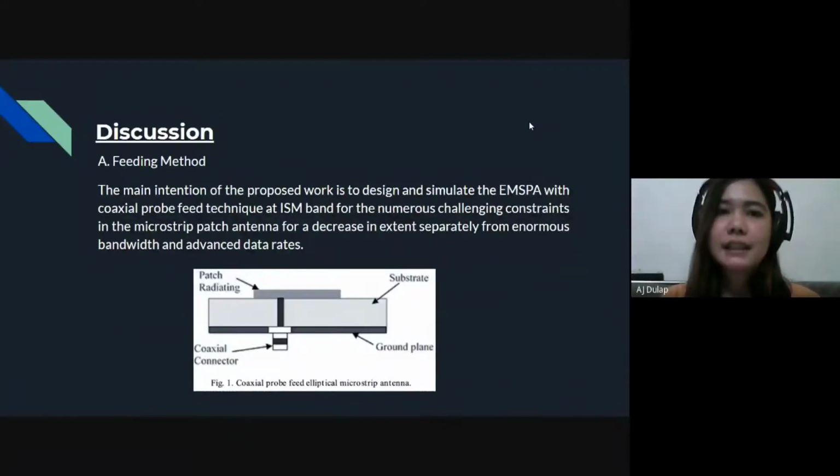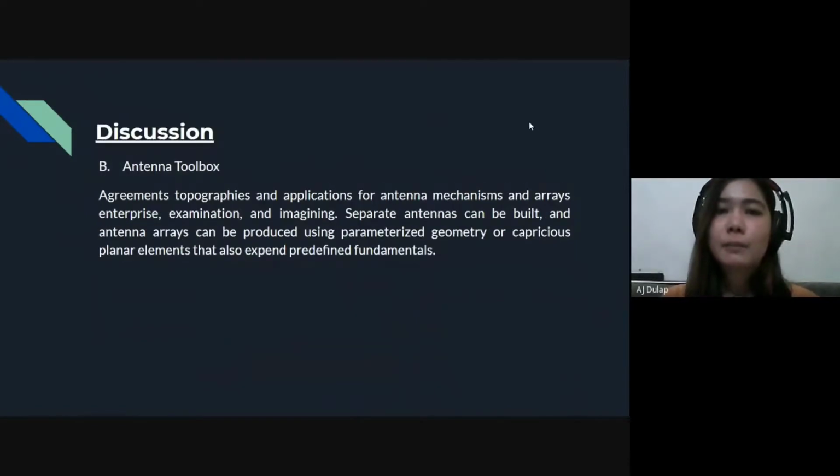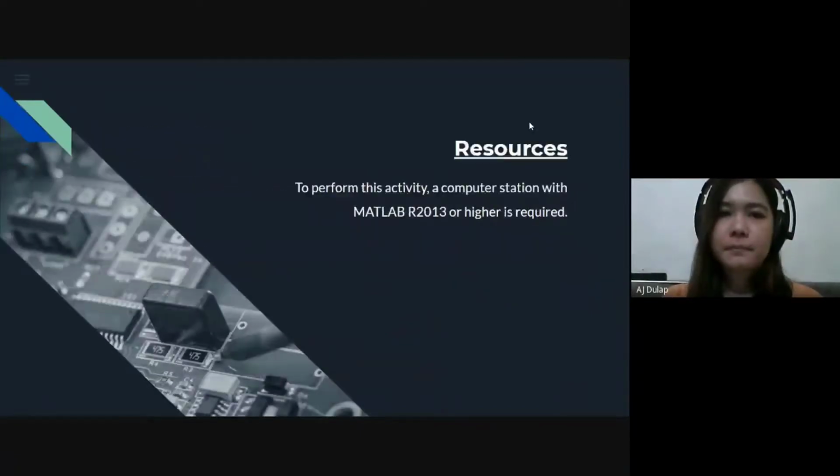And lastly, the antenna toolbox by MATLAB. We use this toolbox to make the elliptical microstrip patch antenna possible, since it provides designs and visualizations of the antenna. For the resources, it is required to use a computer station with MATLAB R2013 version or a higher version.